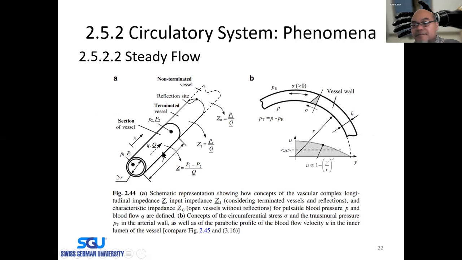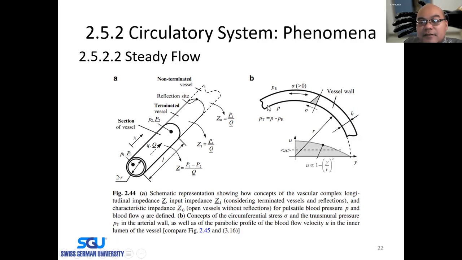Now this is the steady flow system of the circulatory system. This is very much fluid mechanics. The schematic representation shows the concept of vascular longitudinal impedance. The longitudinal impedance is calculated from the pressure difference between two different points within the vessel divided by Q. Q here is the blood flow volume, if I'm not mistaken.